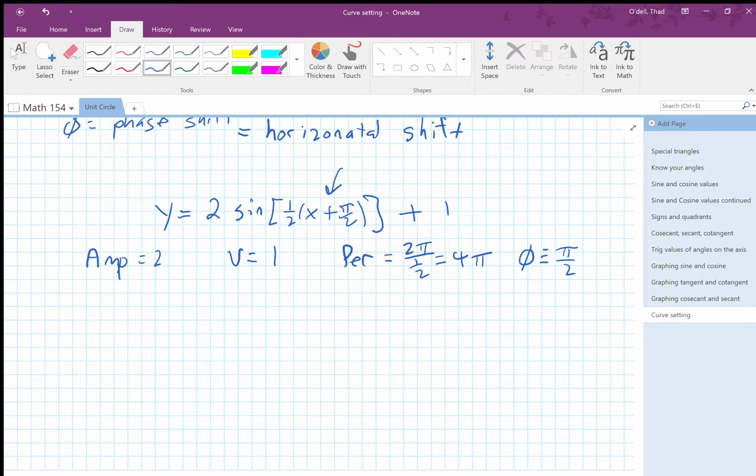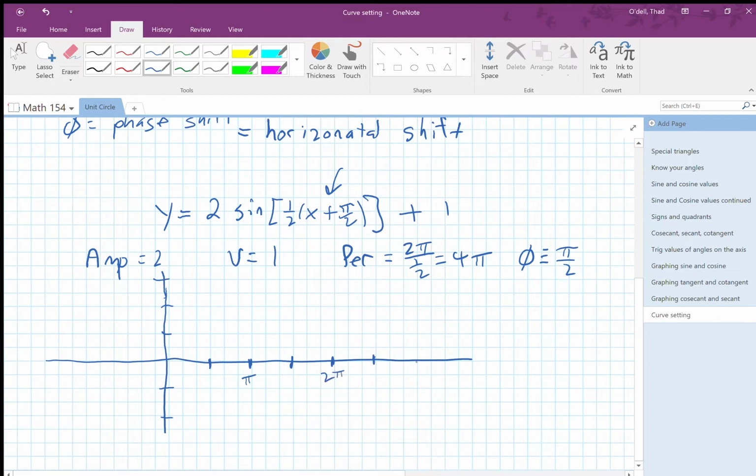Then if I wanted to graph this, I would draw my xy axes and put a 1, 2, 3 there, and a 1, 2, negative 2 there. And this would be pi over 2, pi, 3 pi over 2, 2 pi, etc., out to 4 pi. So the period is 4 pi, which means it's going to take 4 pi to go a full cycle.